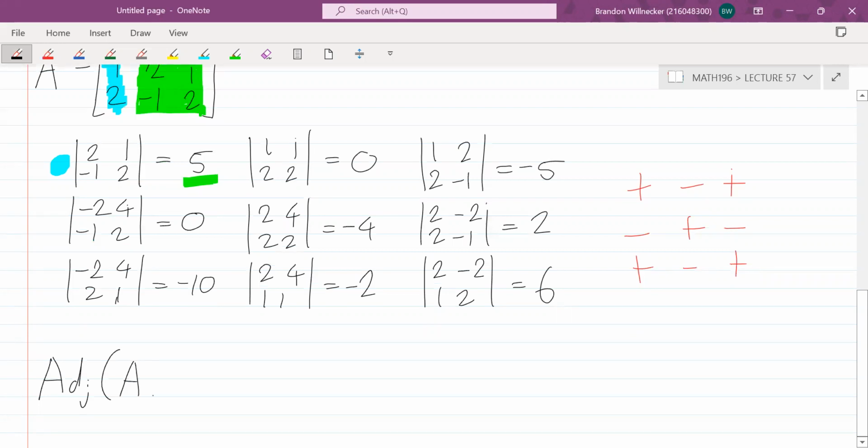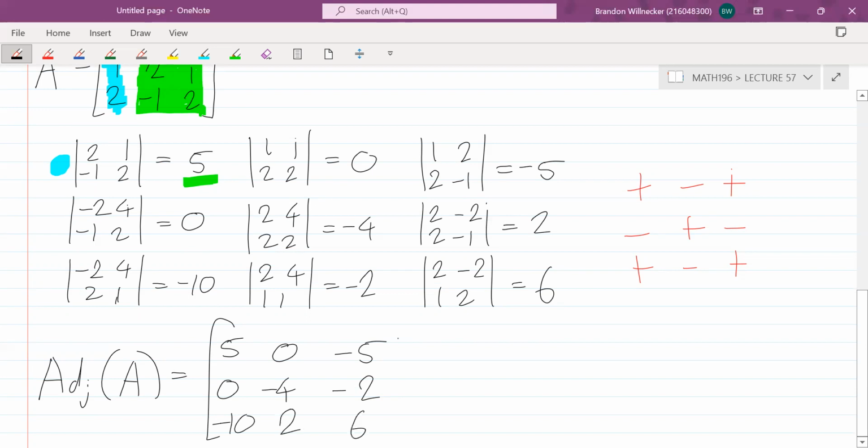So in this case, the adjugate matrix of A is going to be 5, but we leave that alone. The next one is 0 times minus 1, that's still 0. Minus 5, we leave that alone. 0 times minus 1, that's still 0. Got the minus 4. 2 times minus 1, so that's minus 2. Minus 10 stays the same. Minus 2 times minus 1, so we get a 2. And 6 stays the same. Okay, so don't forget this step here. You're going to end up with sign mistakes if you forget to do this alternating multiplication.